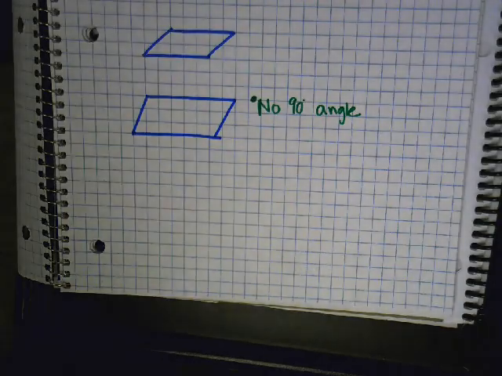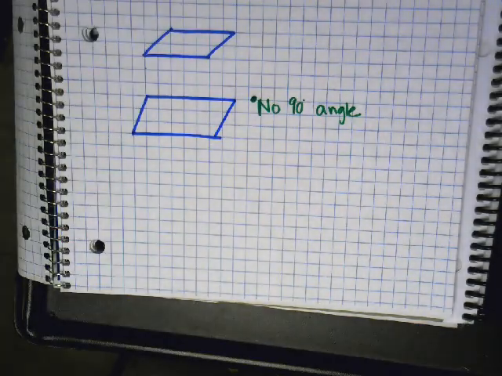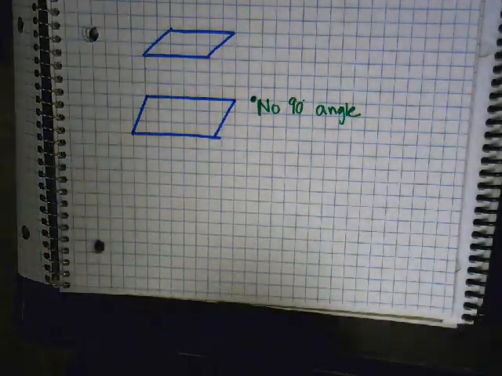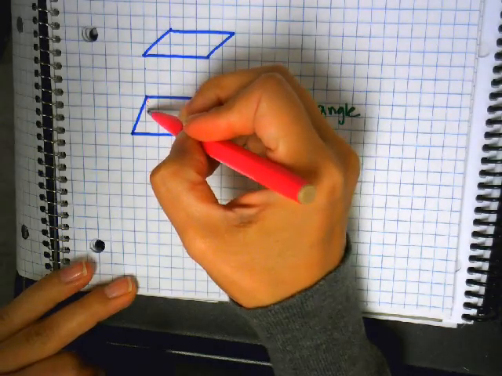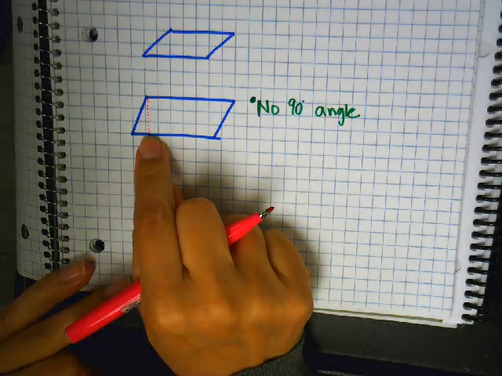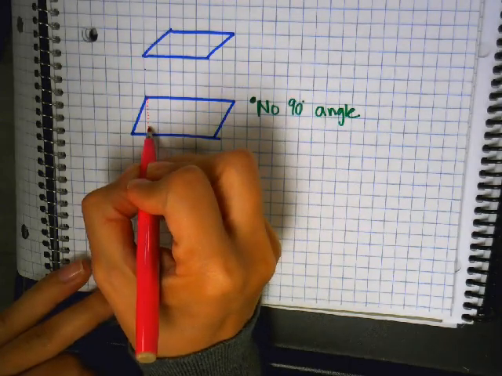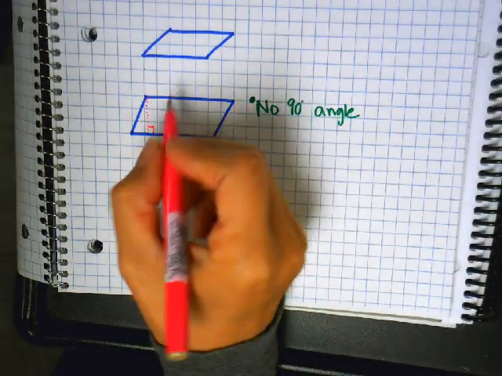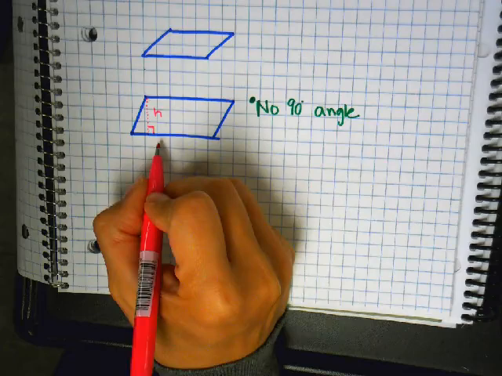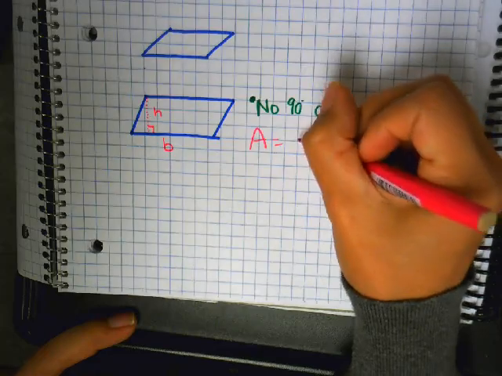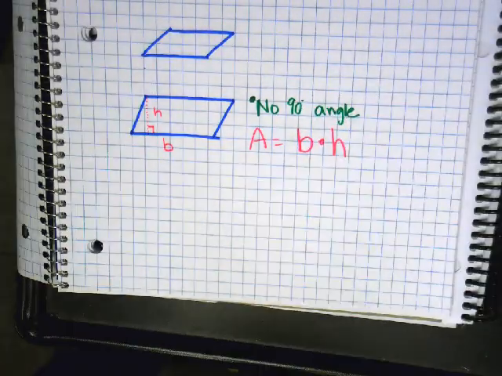Does anybody know where the height is in a parallelogram? Isn't it in the middle? Yeah, it's like in the middle. So here, you'll see a dotted line. And do you know what they put at the bottom? The square. Because what is a little square? The angle. 90. So you need that 90-degree angle. And this is called your height. And this is called your base. So to find the area of a parallelogram, it is base times height.